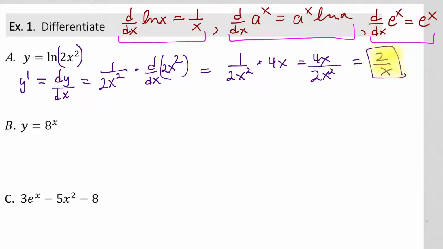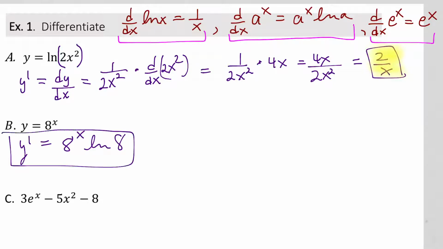So for the second one, I'm going to use the derivative of a to the x is a to the x ln of a. So here my a is 8. So y prime will be 8 to the x natural log of a, like I said, was 8. So this one isn't much work.